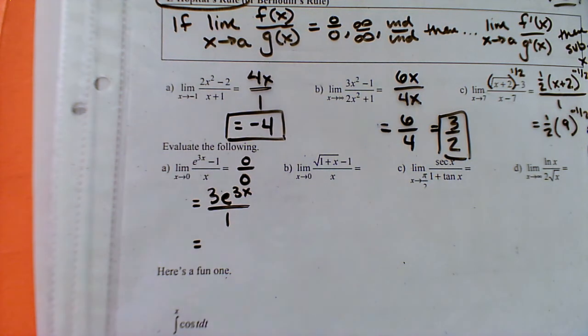So let's try direct substitution. We either A, get a number and we're good to go, or B, we get another indeterminate form and we have to do another derivative. Okay, we'll check it again. If we plug in 0, what are we left with?